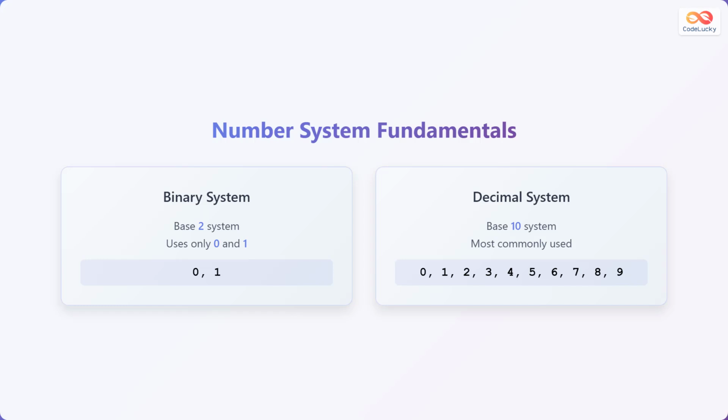On the other hand, we have the decimal system. This is the base 10 system that we use every day. It uses 10 digits from 0 through 9 to represent numbers. It is the most commonly used system in everyday calculations and human-readable formats.